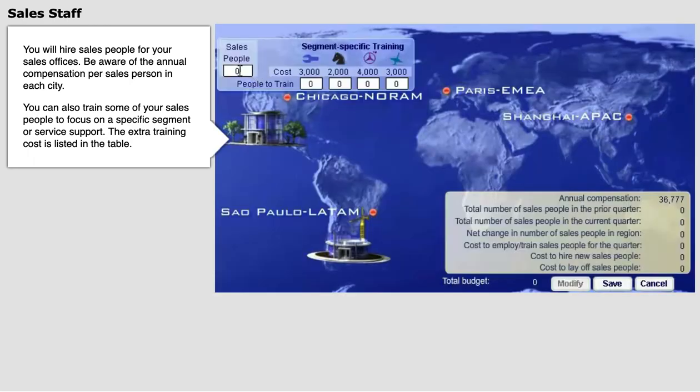You will hire salespeople for your offices. Be aware of the annual compensation per salesperson in each city. You can also train some of your salespeople to focus on a specific segment or service support. The extra training cost is listed in the table.